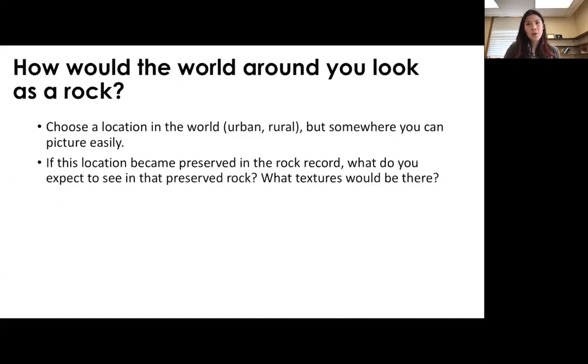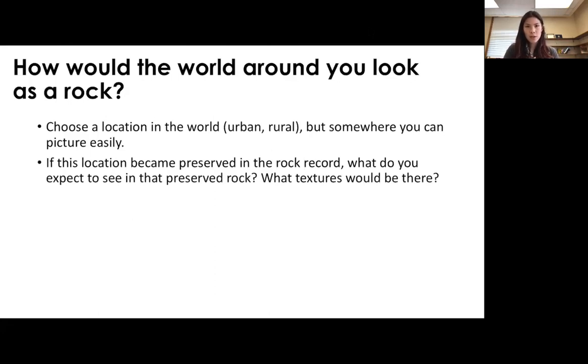Before we get too far along, though, I'd like us to consider this question of how would the world around us look as a rock? And I don't mean if we were a rock, but if the world suddenly turned into rock, for whatever reason, it got buried, it got lithified, and we're looking back at it a million years later, what would we expect to see? So what I would like you to do for today and for your homework is to choose a location in the world, somewhere you can picture fairly easily. And it doesn't matter if this location is urban or rural or some mix in between, either one will work.